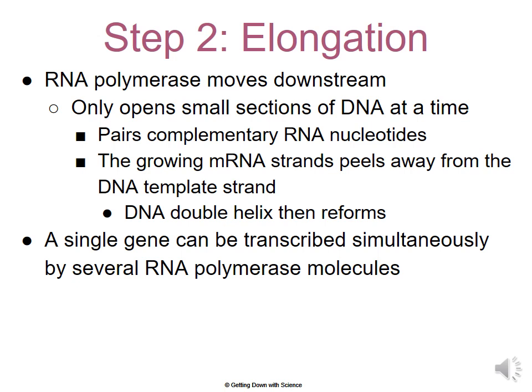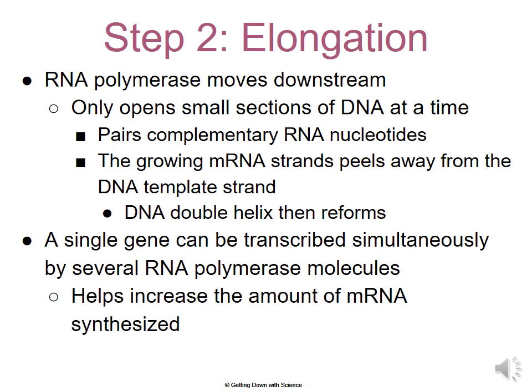So a single gene can be transcribed simultaneously by several RNA polymerases because they're each at a different location, and we're only opening and then reclosing small sections at a time, so they can be running basically one after another after another. That way we can make more messenger RNA to ensure that we're making enough of whatever product we need.